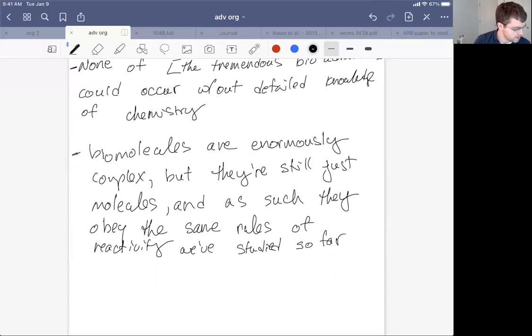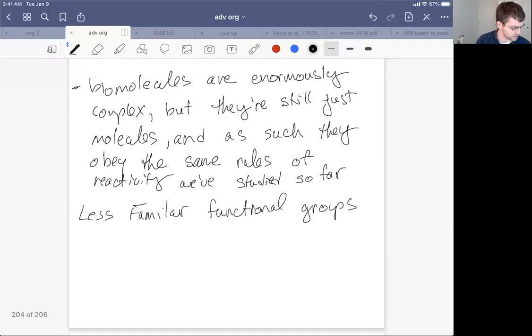Okay. So then they go into a review of some basic topics related to organic chemistry. What I wanted to direct you towards were some less familiar functional groups. So for starters, we have the RO, and then when the O is directly attached to a P, this is going to be a phosphate.